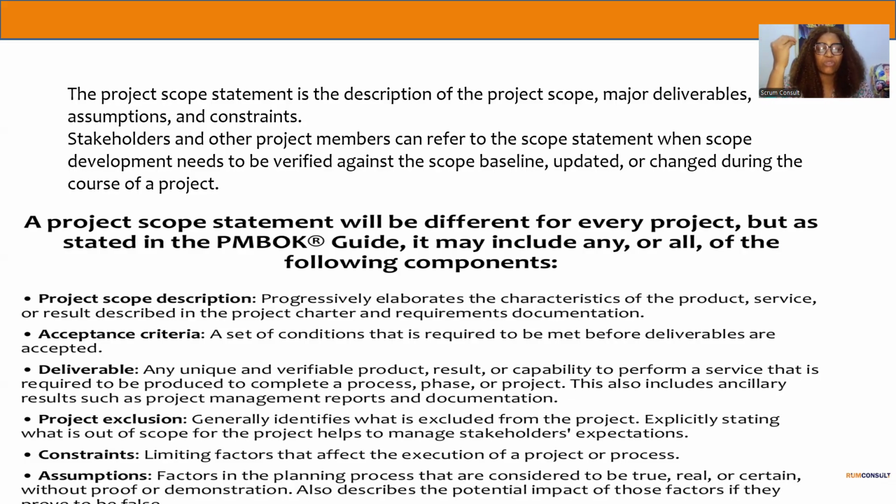So when we make assumptions, assumptions are factors in the planning process that are considered to be true, real or certain without proof or demonstration. So at that point, you don't want to throw them away. When you are sorting the requirements you've collected, you will have the ones from which you create the work breakdown structure, from which you create your scope baseline. You also have those other requirements that you had elicited, but you could not have real facts to do what? To back it up.